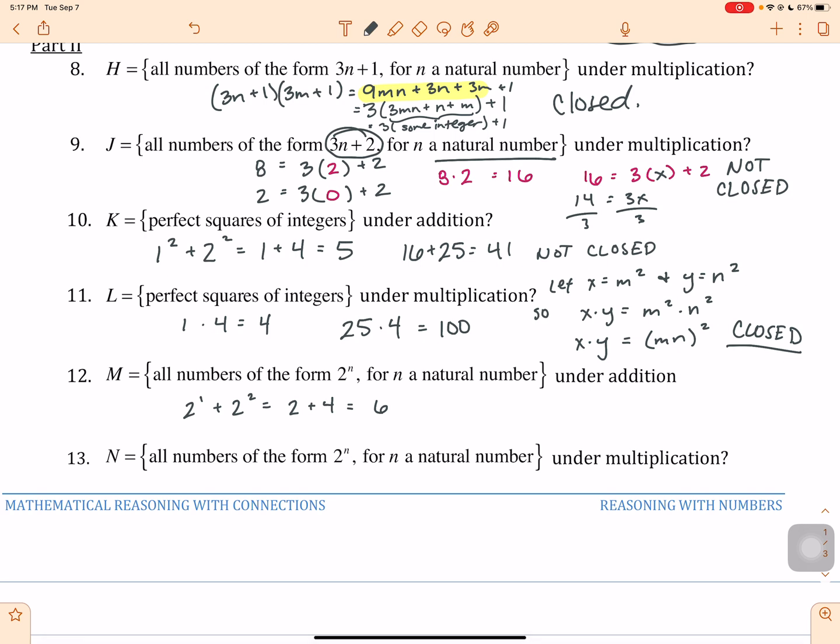Can't, right? So 2 to the n power, let's talk about this. Let n be here, and this is 2 to the n. If my n is 1, 2 to the n is 2. If my n is 2, 2 squared is 4. If my n is 3, 2 cubed is 8. If my n is 4, 2 to the fourth power, 2 times 2 is 4, times 2 times 2 is 16. So none of those equals 6. We've already passed up 6. So right away, the smallest example doesn't even work. So this is not closed.